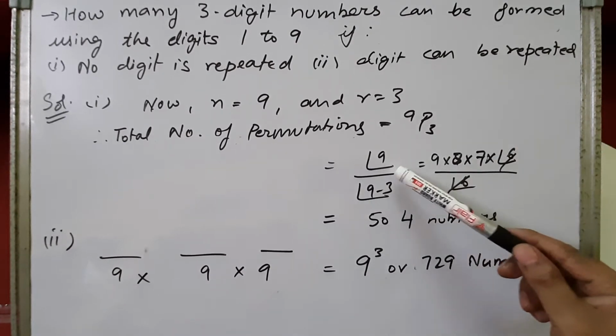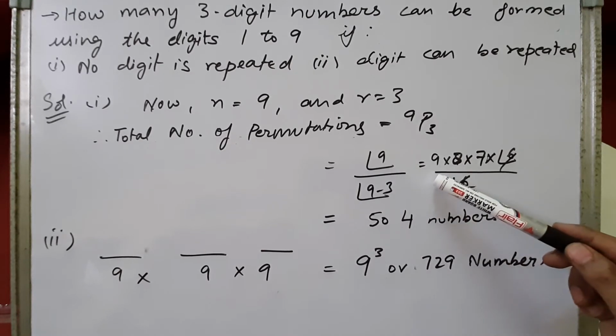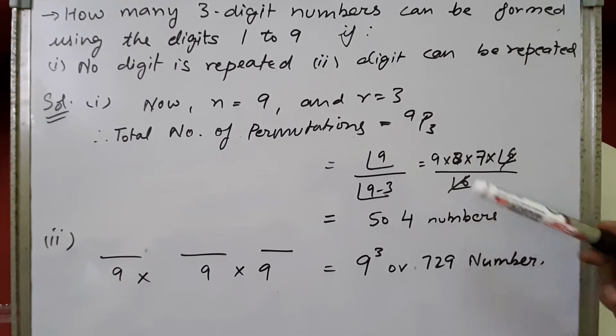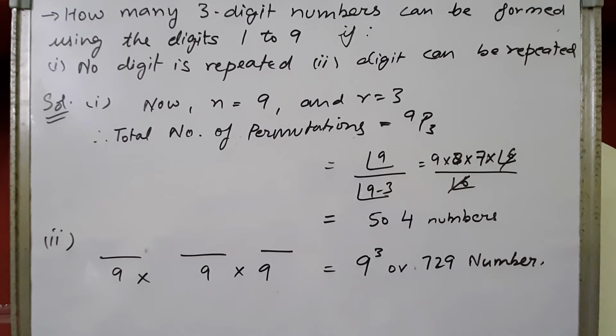When we solve, factorial 9 can be written as 9 into 8 into 7 into factorial 6. So this factorial 6 will get cancelled and 9 into 8 into 7 will be 504. Alright, 504 numbers will be obtained when repetition is not allowed.